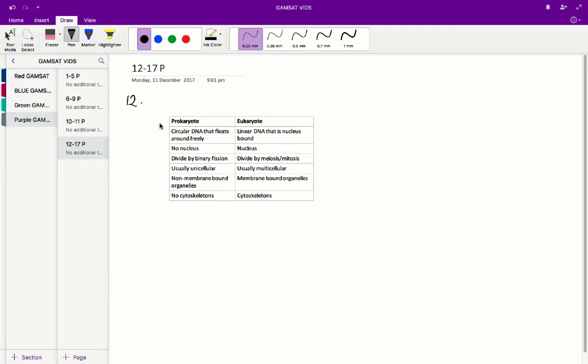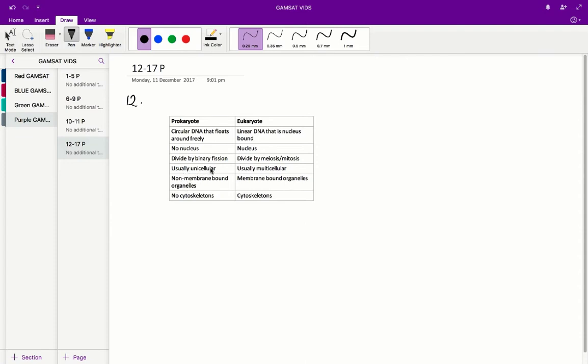So I'd probably look up and make sure you comprehensively know all the differences, not just the ones on the table, but any other ones that you can find in your own time. But the main ones are here. So we've got prokaryotes, they have circular DNA versus the linear DNA that eukaryotes have, floats around freely. The main difference is that prokaryotes don't have a nucleus versus the eukaryotes, which do have a nucleus to contain all that DNA.